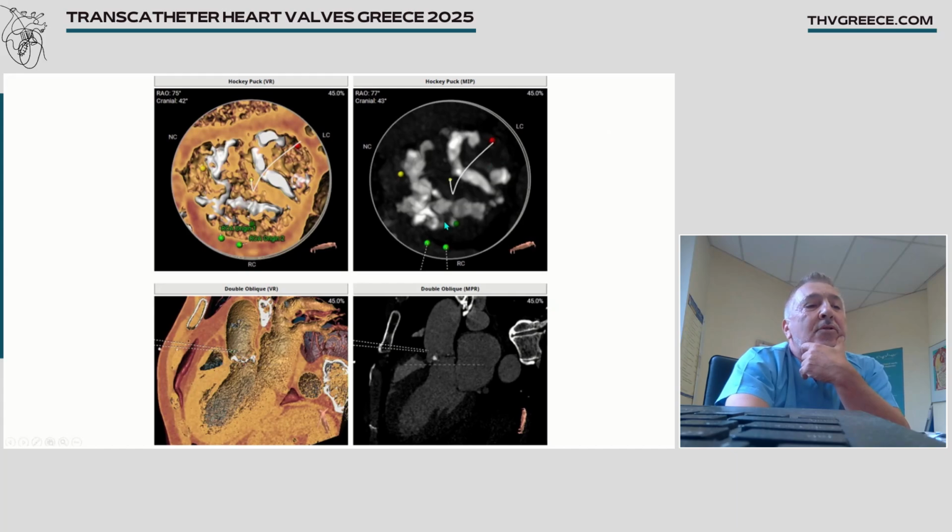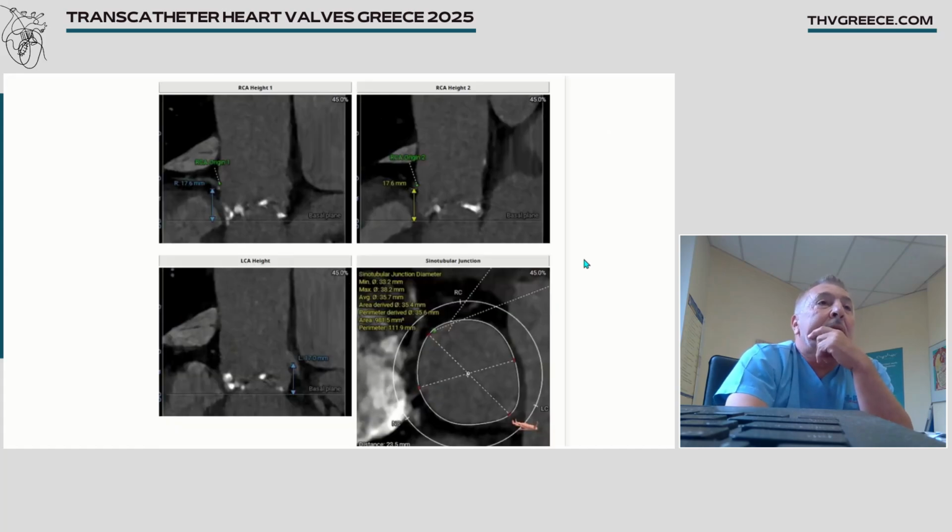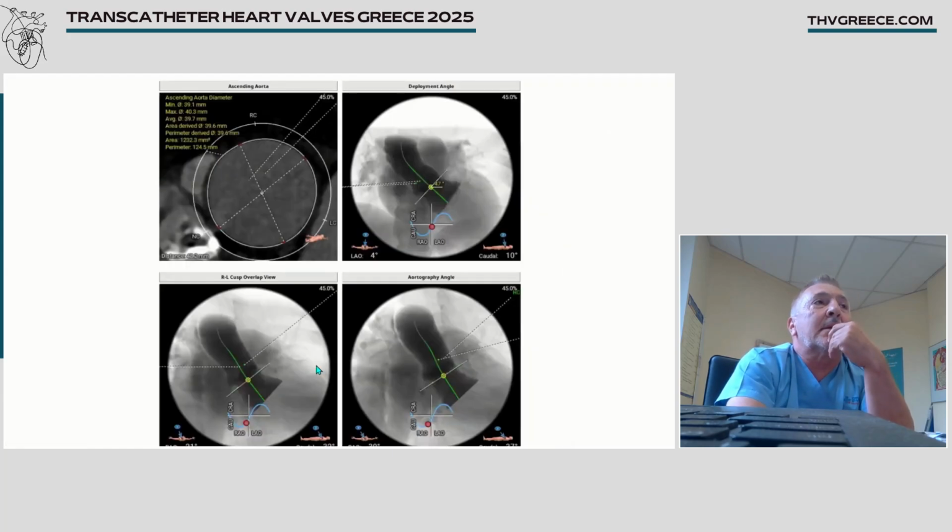You can see that the origin of the right coronary artery was unusual. He had an unusual takeoff, which is very frequent in those patients, and that also confirms the bicuspid anatomy of this patient. You see that the height of the coronary arteries is good enough, 17.6 and 17 for the left. And the perimeter of the ascending aorta was 40.